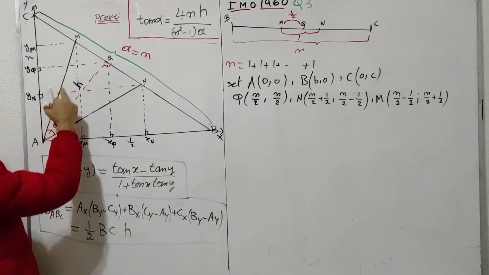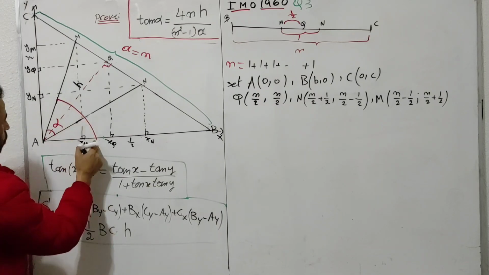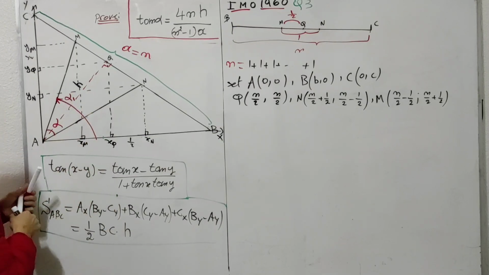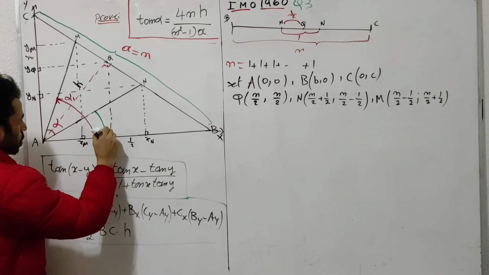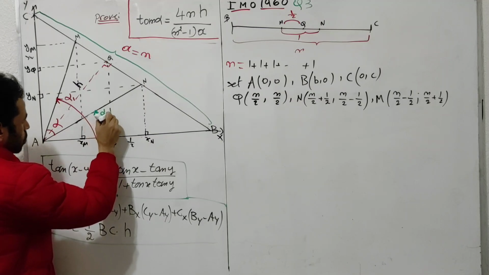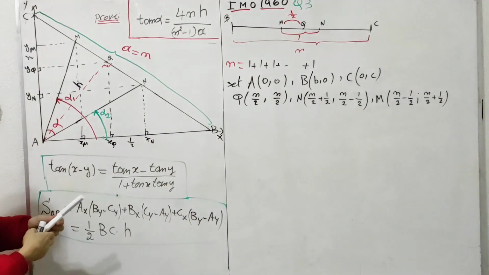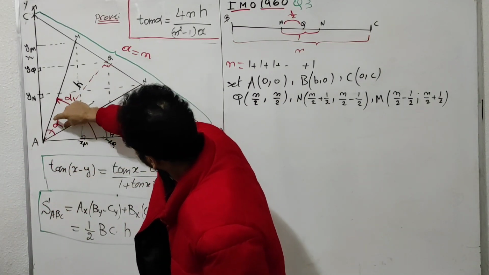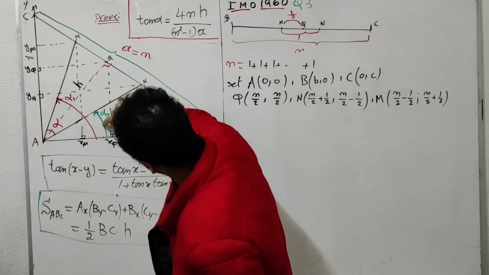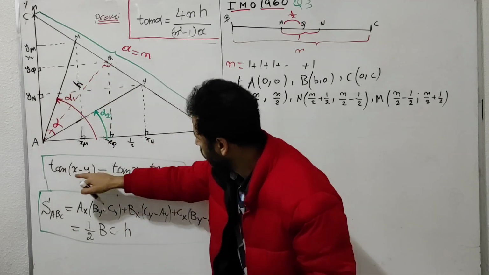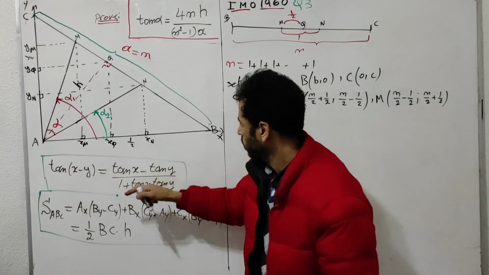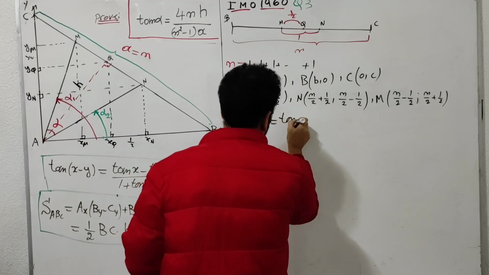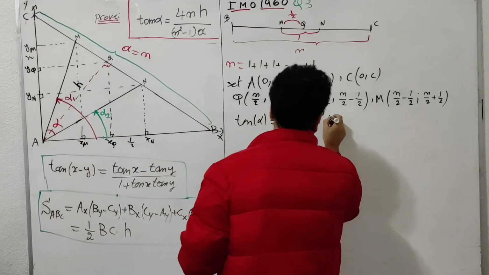Since we know the angle alpha, I'm going to determine alpha 1. From this point to this point we have alpha 1. Also from this point to this point, let's call this one alpha 2. Then we know alpha equals alpha 1 minus alpha 2. So I'm going to apply this first rule as a tool. I will get tangent of alpha equal tangent of alpha 1 minus alpha 2.